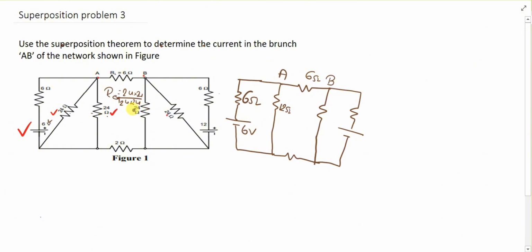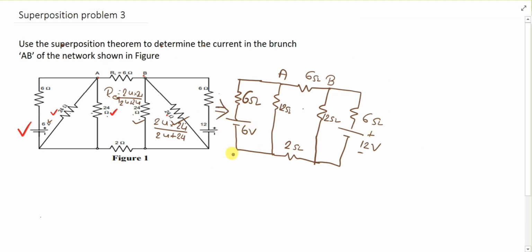And this one is also similar to the previous one. The 24 ohm resistors are also in parallel, so you will get an equivalent resistance of 24 into 24 upon 24 plus 24, which is equal to 12 ohm. The resistor over here is 2 ohm, then 6 ohm and 12 volt. This is the circuit. Once you draw the circuit, you will use the same process as previous. Once the circuit is completed, let's start the KVL.